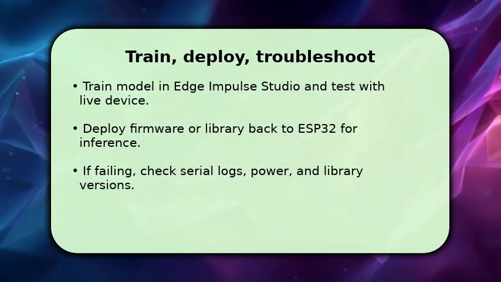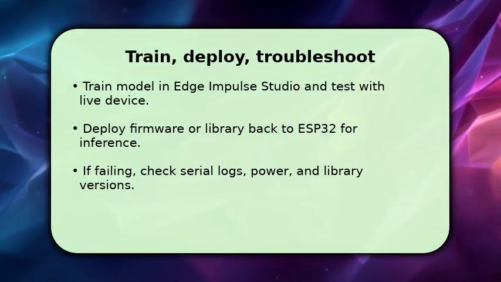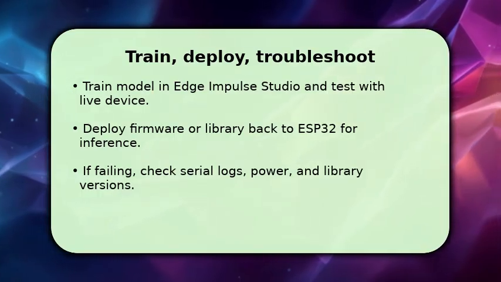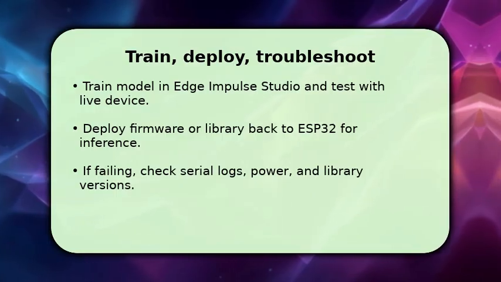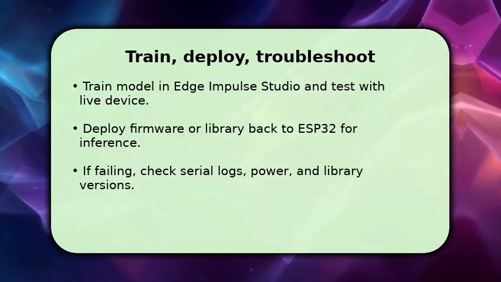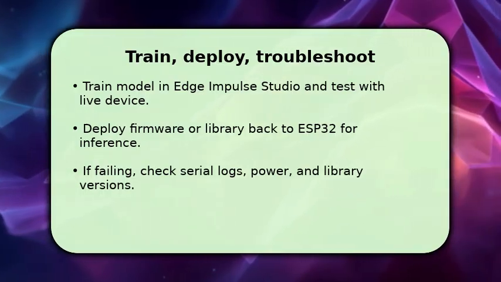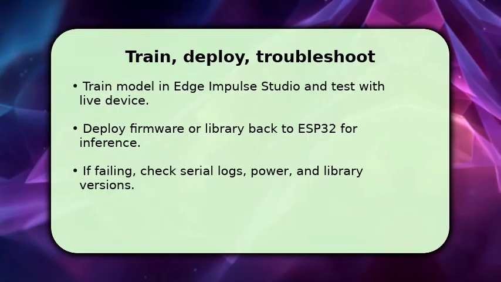Finally, train a model in Edge Impulse Studio using the collected data and validate with the held-out test set. Once satisfied, build a deployment package, an Arduino library or a binary, and flash it onto the ESP32 so inference runs on device. Make sure to enable real-time output for verification.